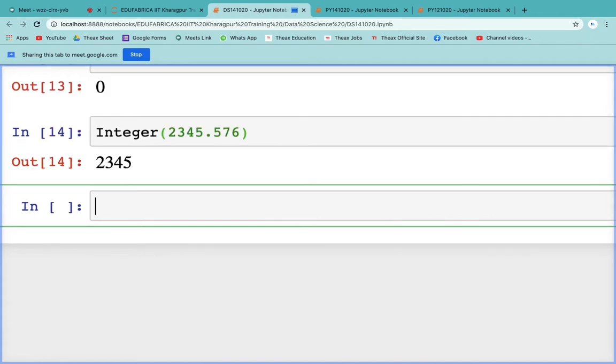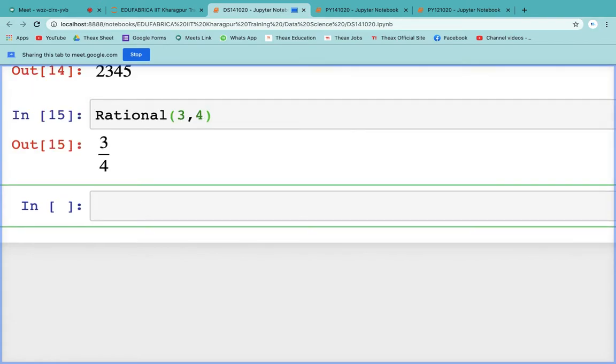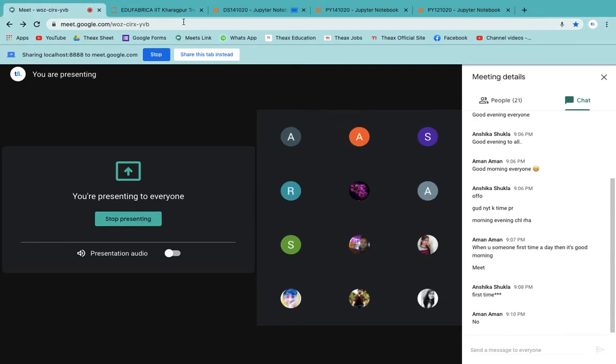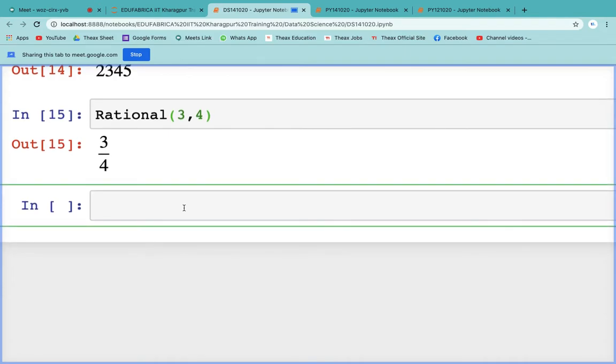Okay, same goes with the rational. Rational of 3 by 4. Now, what is the definition of a rational number, guys? Anyone? Quick. A number which can be represented in P upon Q form, and Q is not equal to 0.